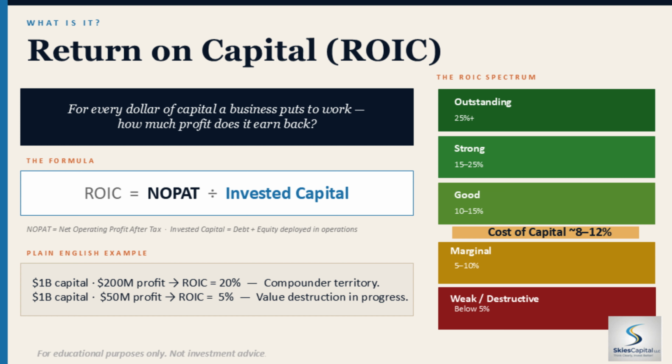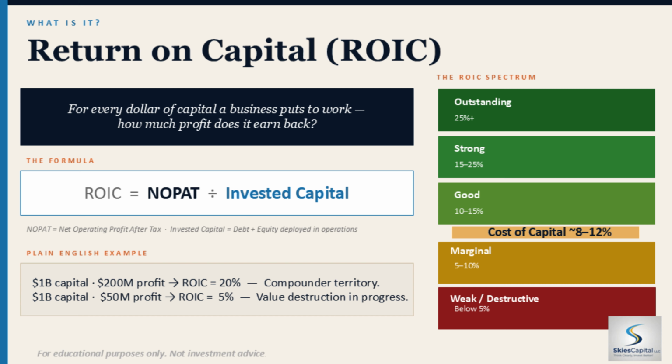If a business puts $1 billion to work and earns $200 million in after-tax operating profits, that's a 20% ROIC. If it only earns $5 million on that same billion, ROIC drops to 0.5%. Same capital base, very different business quality. And that is why ROIC matters. A company can report positive earnings and still destroy value if its returns are too low. That's what ROIC reveals that earnings per share often hide.